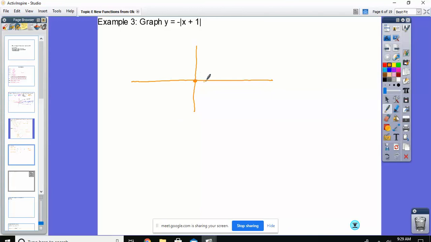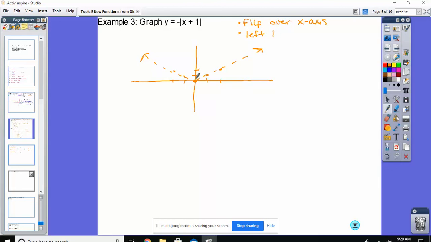Absolute value of 0 is 0, 1, 1, 2, 2, negative 1, 1, negative 2, 2. You only have to have 3 points. So there's my parent function, which I expect you to graph on every one. And then we have 2 things. The negative, it's on the outside, so it's making my y's negative, so it flips over the x-axis. The plus 1, it's on the inside, so it does the opposite of what you think. It's adding, so it moves to the left.